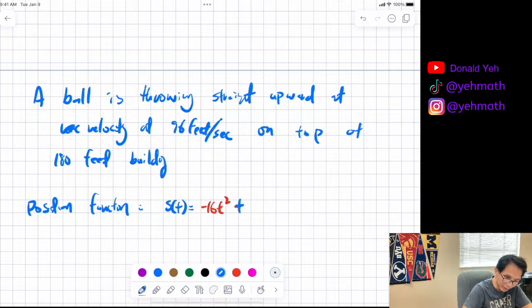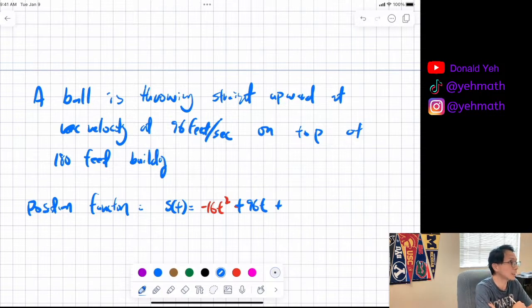Plus 96t, which is your initial velocity, because now you had to take into account not only free fall, but that you throw it upwards. And also take into account your initial position.